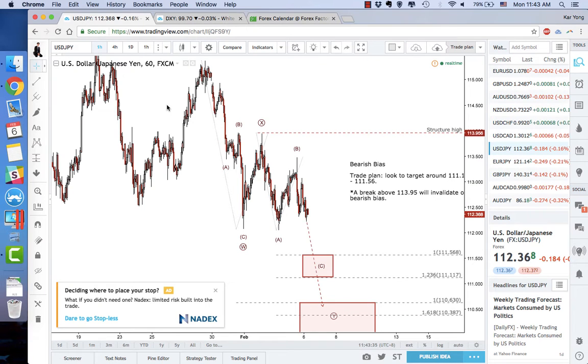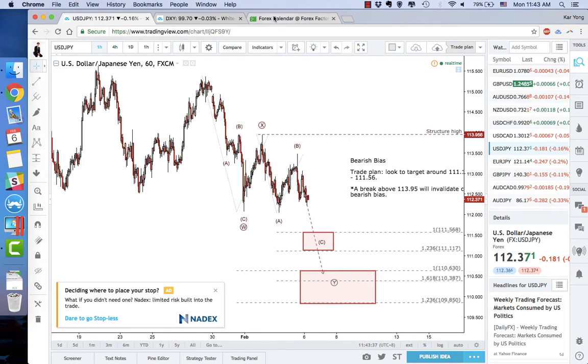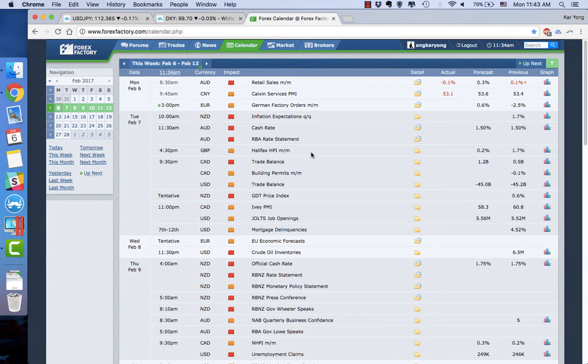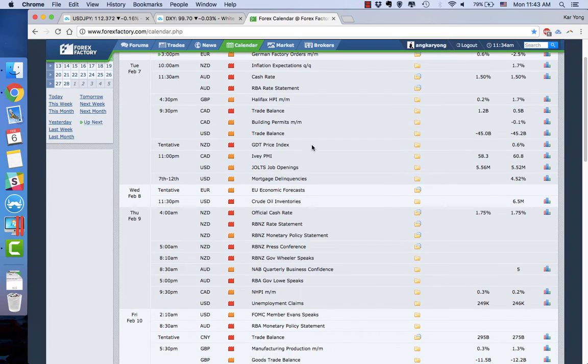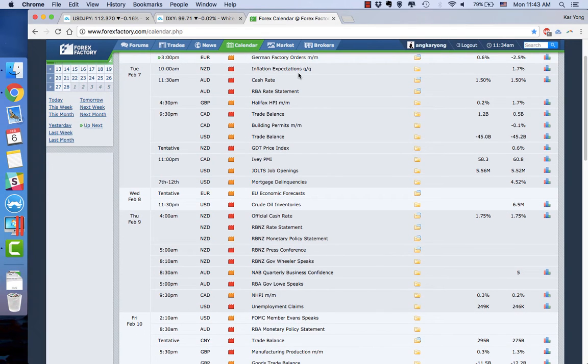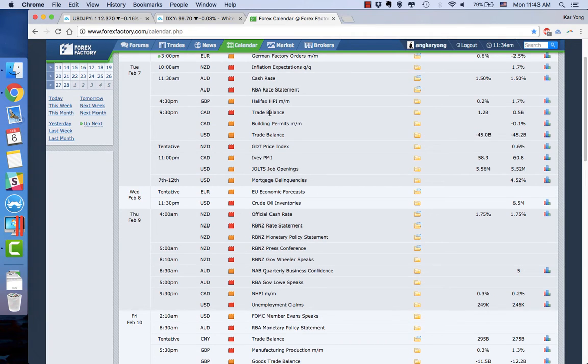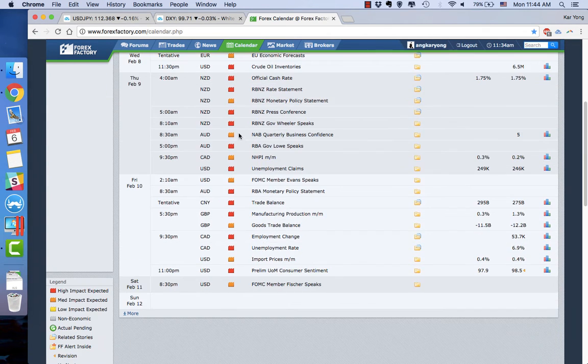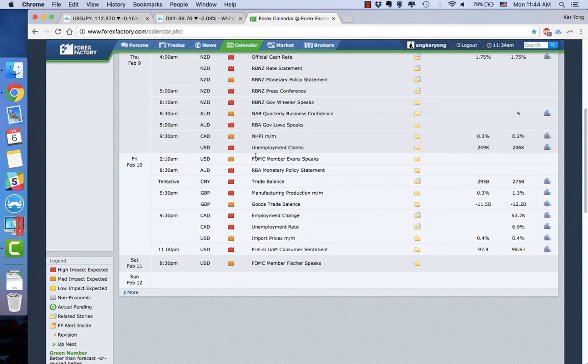So back to what is going to happen and what are some of the opportunities for this week. If we take a look at the calendar for this week, you will realize that Tuesday will be active on the Australian side because we have the Australia cash rate and the RBA rate statement. Then we have some news coming in from the Canadian side, but that's not that important. Thursday will be on the New Zealand side, with the RBNZ rate statement and the official cash rate as well. Followed by Friday, we have the Aussie monetary policy statement and some China and UK data.